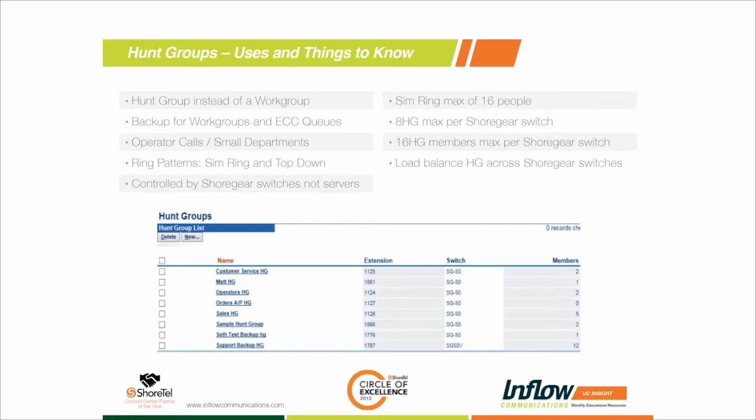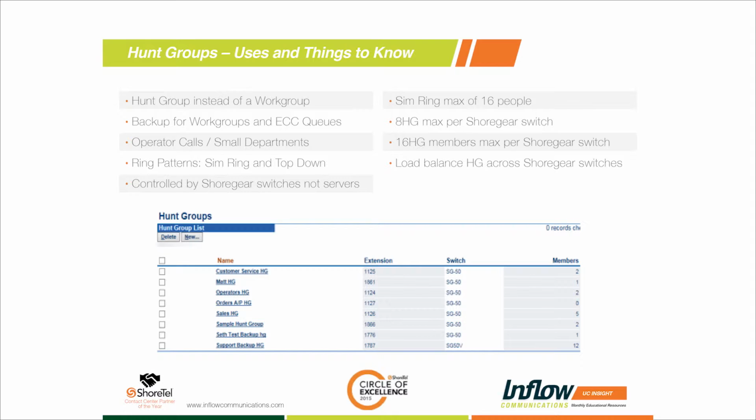So you do want to keep them geographically located the same, but if you have multiple switches at a location, you want to load balance between them. You can see in this case, we have 2 switches that I'm utilizing, and I put all of them on the ShoreGear 50, and then I put my big support backup onto my 50V, because that hunt group has 12 members in it. My support backup with 12 members is used as a backup for our ECC and work group capabilities for our support team. So if we lose our server capability, we can back up to a hunt group and still simultaneous ring those 12 phones and get calls answered from our customers.